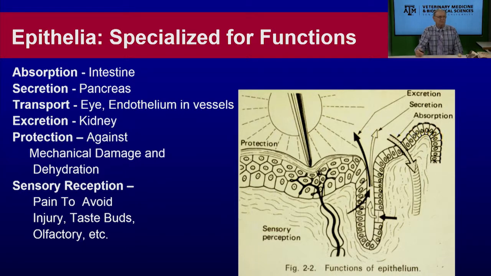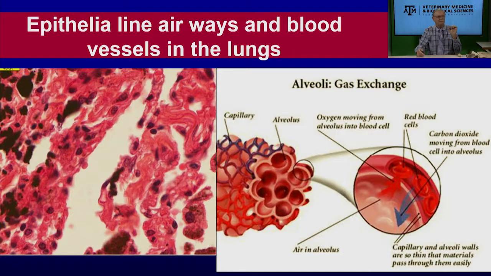Secretory function and also a sensory function. We can see the pain, taste buds, olfactory, we can hear. The five senses that we have all relate to epithelium. And then we have contraction of some epithelial cells, the myoepithelium. This is what makes your eye dilate, the myoepithelium.